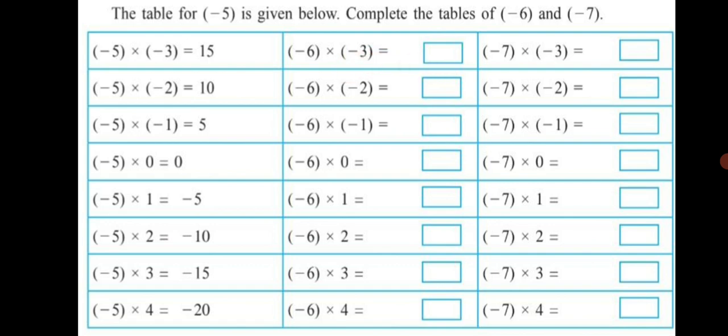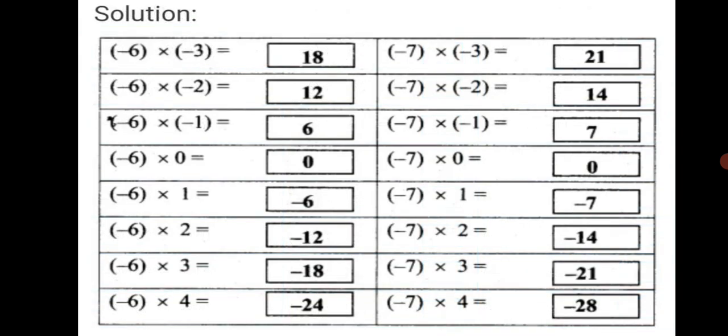Let's have a look at the answers here. 6 into 3, 18, minus into minus, plus 18. 6 2s are 12, minus into minus, plus 12. 6 1s are 6, minus into minus, plus 6. 6 zeros are 0. 0 will bear no sign. 6 1s are 6. Minus into plus is minus.